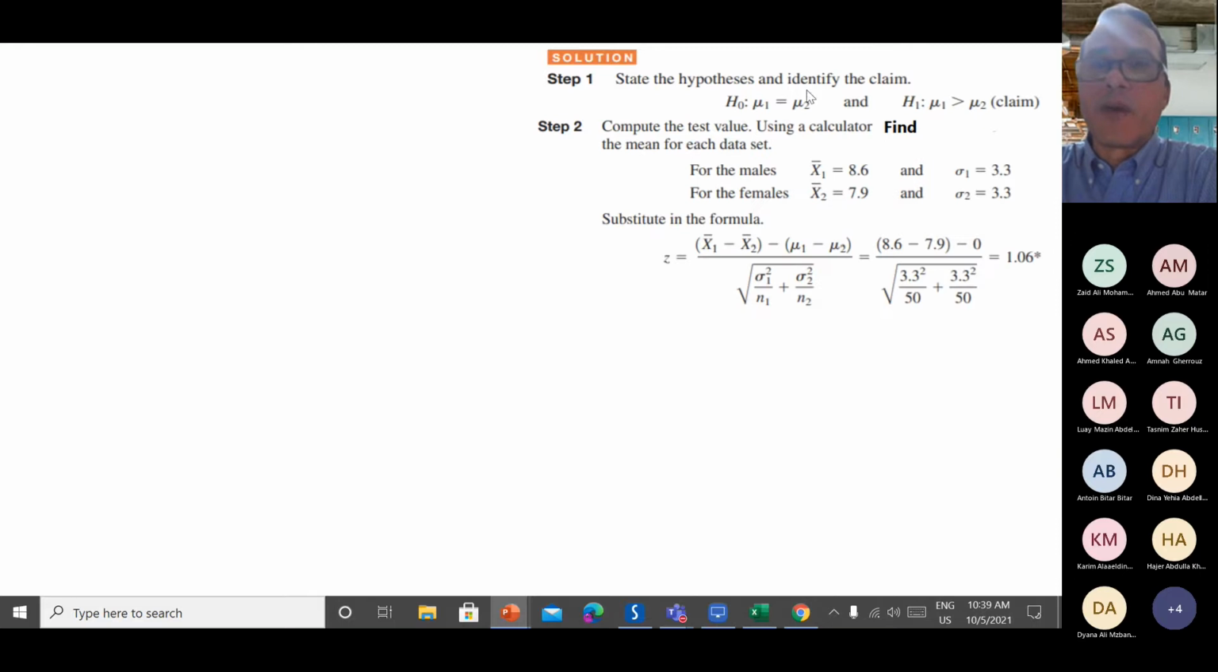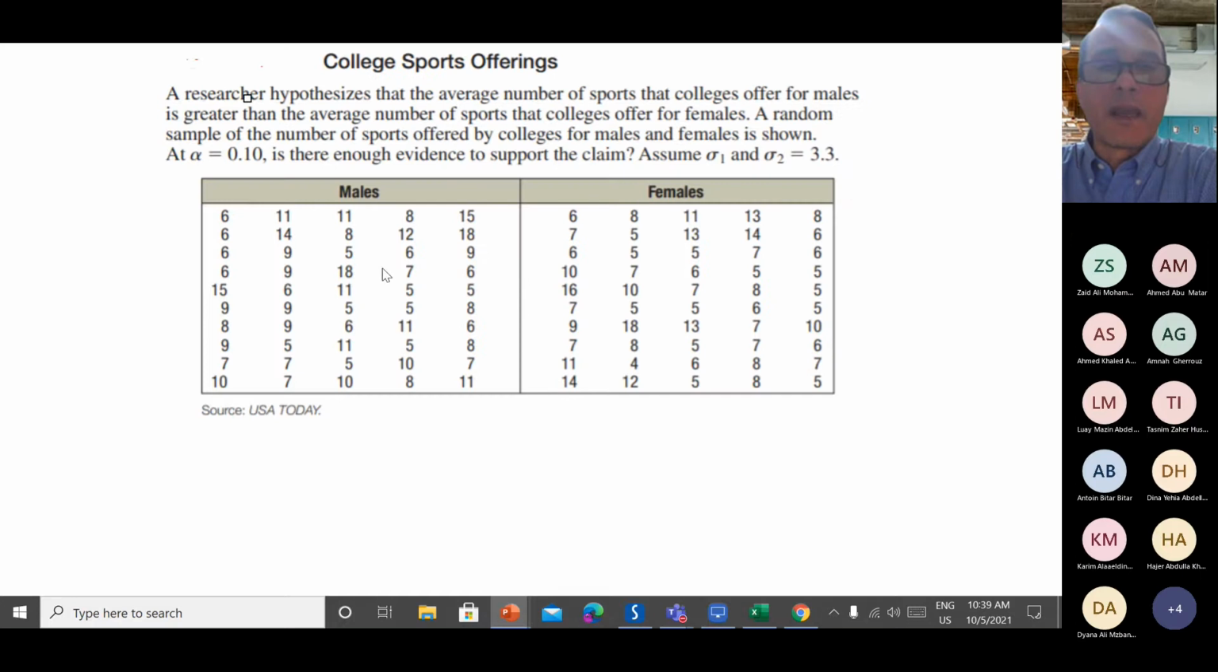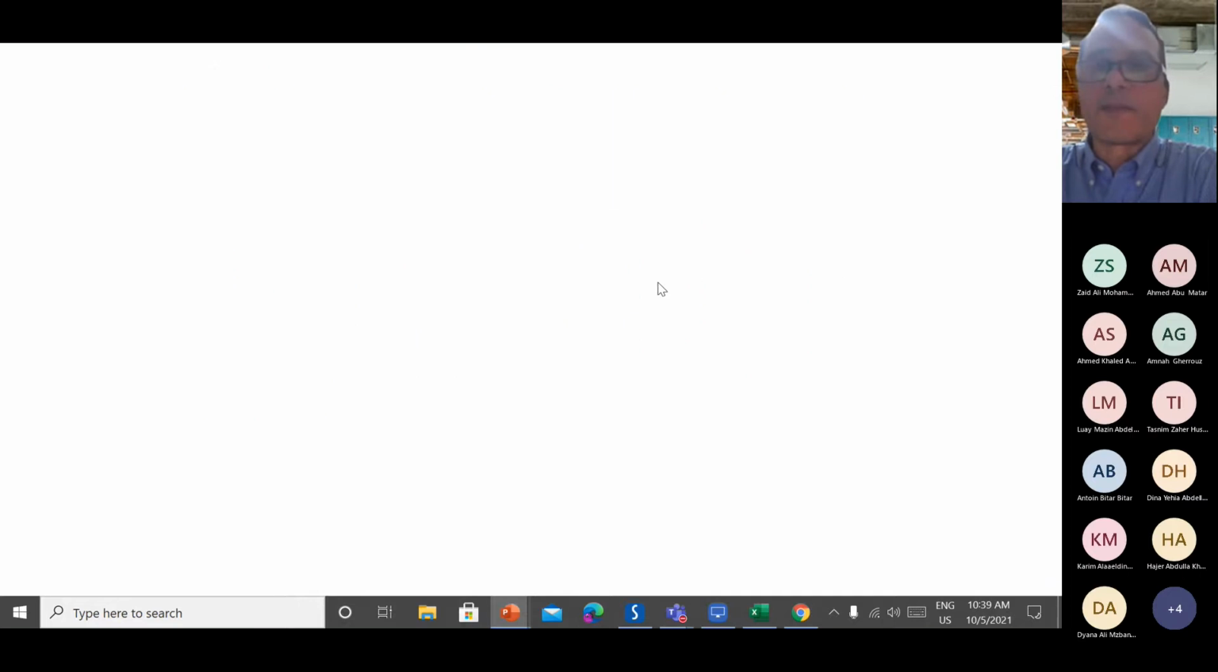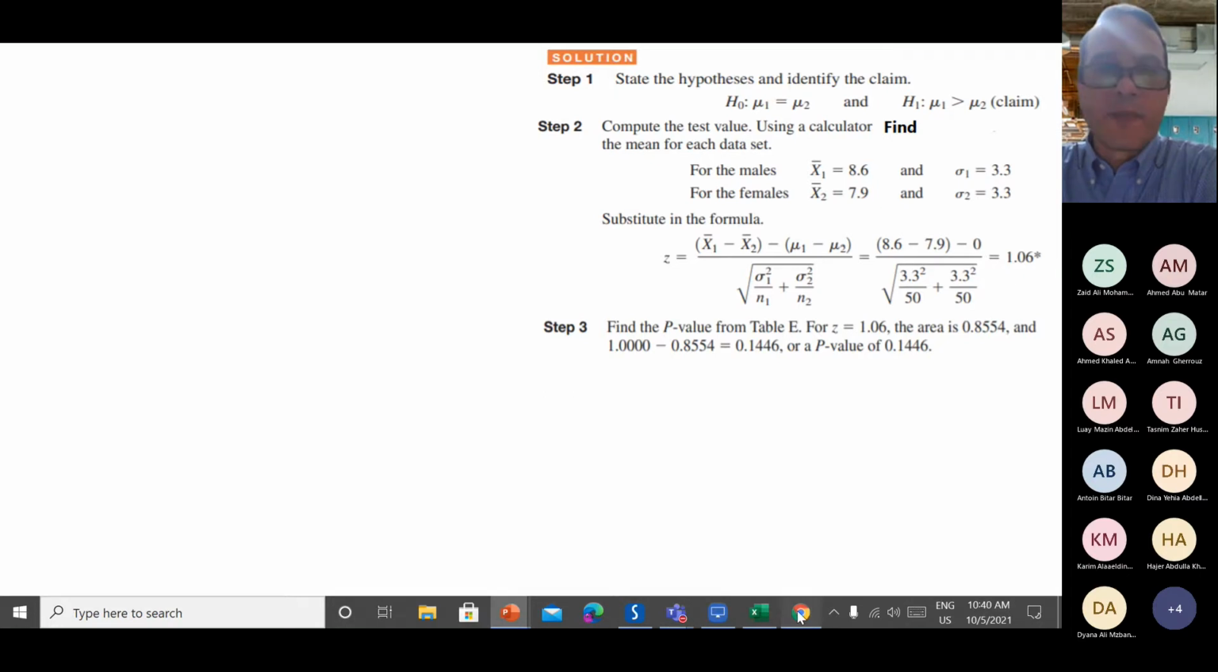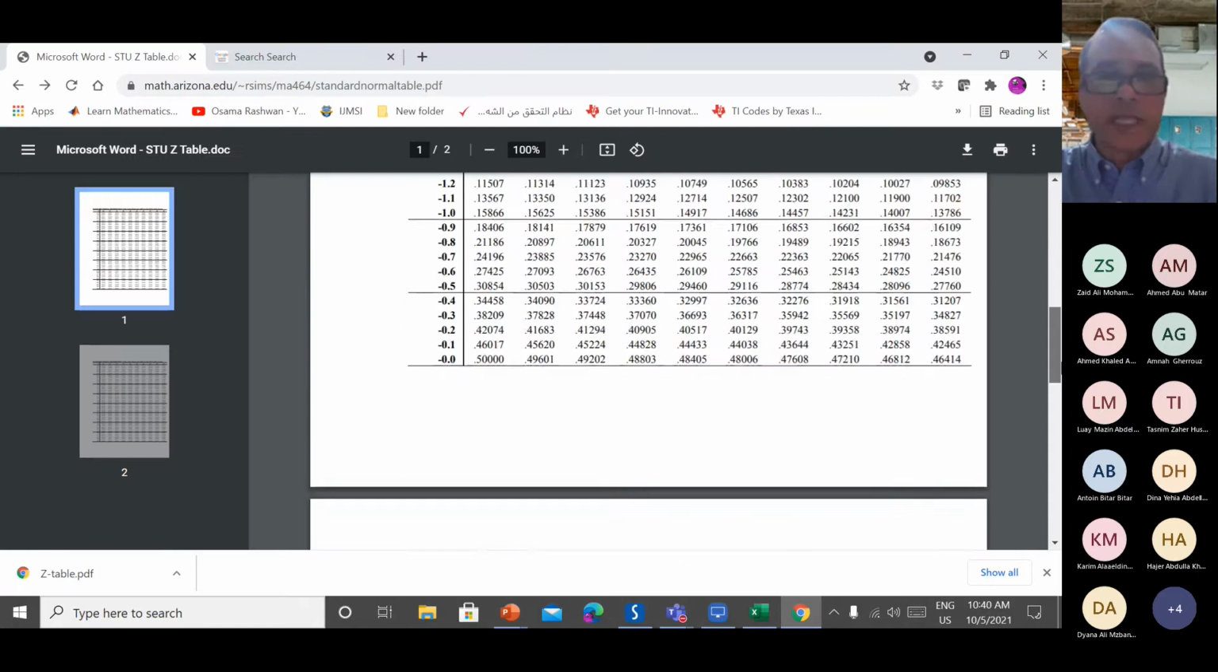Next, I go to find what? The mean for each sample, right? I have my calculator. I find the mean for this one, and I find the mean of that one. You are given this one already. This is the formula for the z-stat. He found the z-stat. Now he's not going to go for the z-critical. He would like to have the p-value compared to the z. So I'm looking for 1.06. So I'll go for z equal to 1.06.